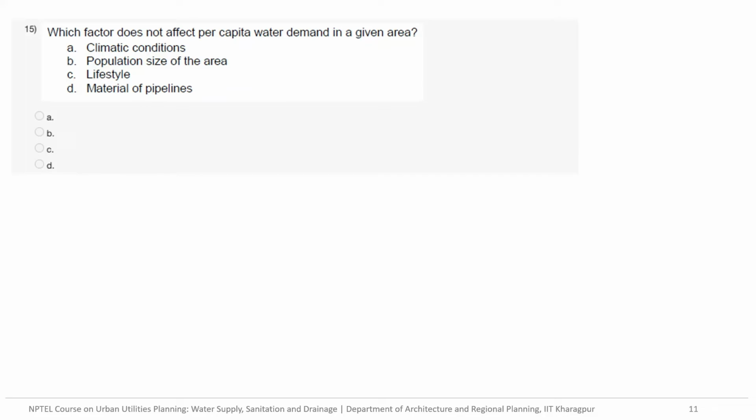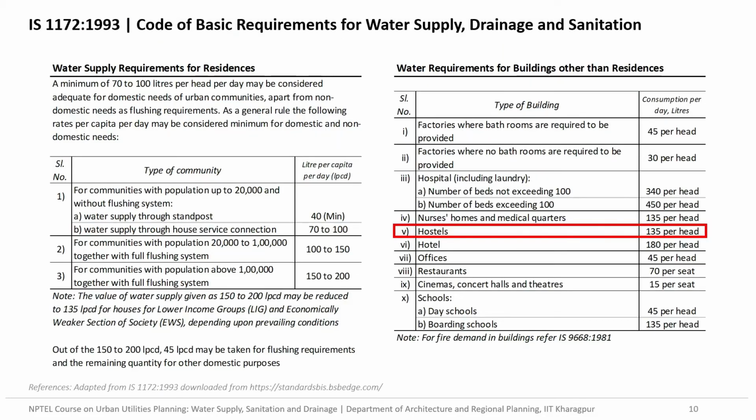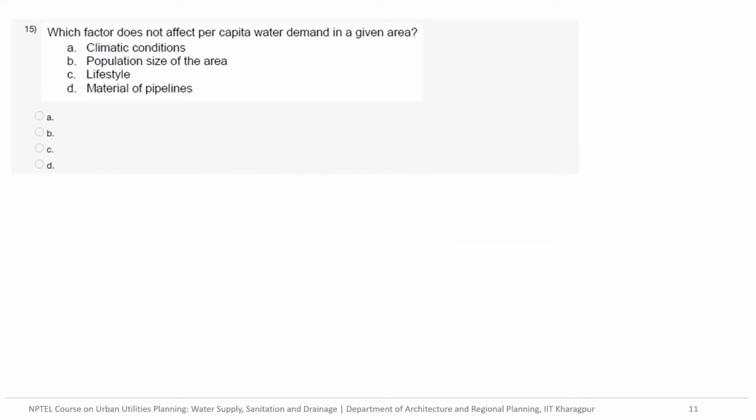Lifestyle of the population, again, as something as simple as whether we use flushes or a flushing system in our toilets, will change the way the city demands water. Some societies might be very conserving in their behavior by their very nature, and some societies might not be so judicious in their water use. So option D, material of pipelines, is the answer, because this does not really affect water demand. It might affect water supply, but not the demand side of things.